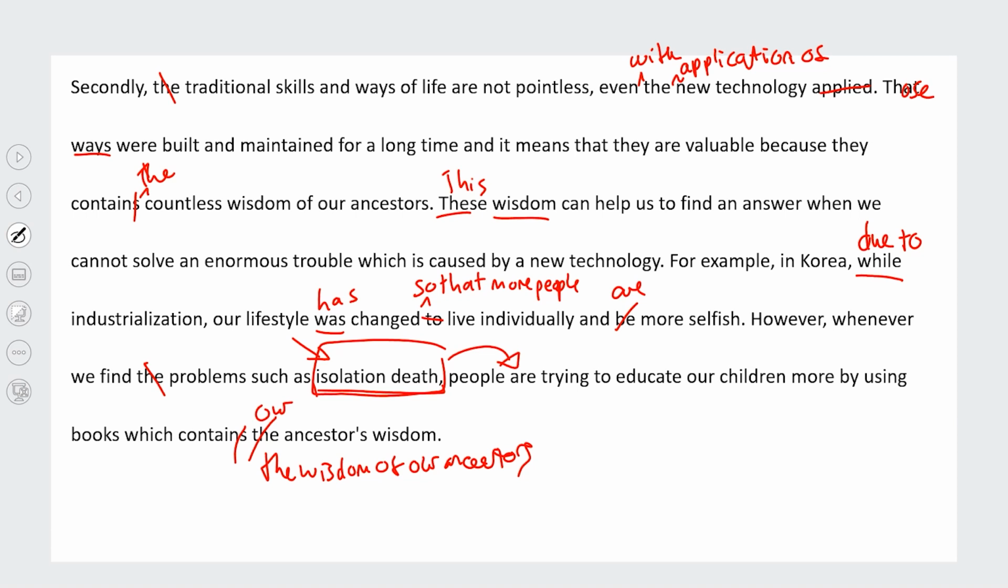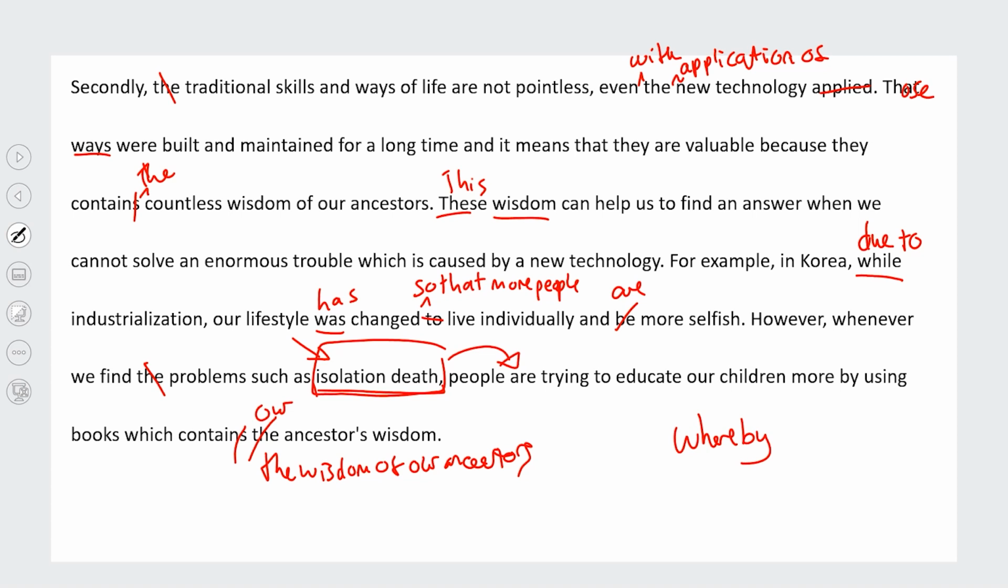Okay? So I'm going to guess that isolation death probably means something like people live alone and just die because they're so lonely. I don't know if that's what it is, but that would be my feeling of the word. So they need to explain to me what that is. So they said, for example, in Korea, due to industrialization, our lifestyle has changed so that more people live individually and are more selfish. However, this has caused serious problems such as isolation death, whereby is a good word, which is sort of saying, next I'm going to explain to you what it means.